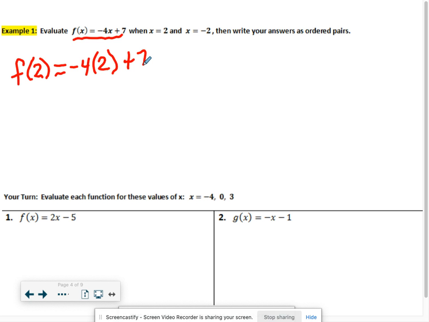So -4 times 2 is -8, plus 7 gives me -1. So when we plugged in a 2, we got out -1. That's how you'd write your answer as an ordered pair. We plugged in 2 and got out -1.